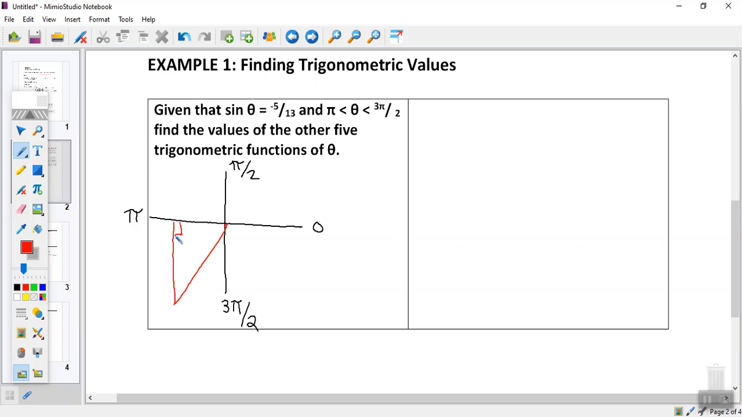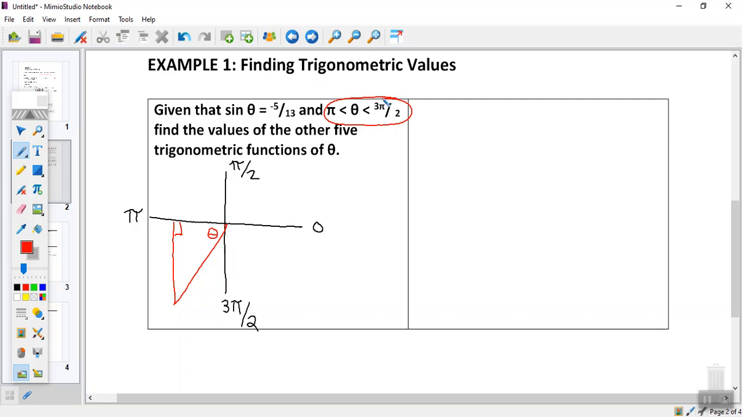Friends, where's theta going to lie then? The origin. There's theta. Okay. So we know we had to be in the third quadrant given these parameters right here, right? Okay. Guys, what do they tell you the sine is? Negative 5 over 13.